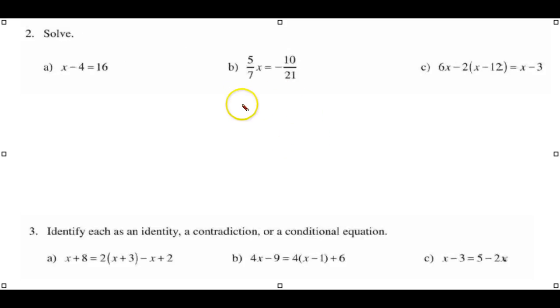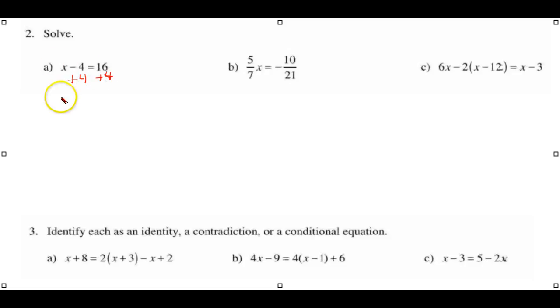This is meant to be a light review of solving equations. So let's go through some of the basic steps. Now, we had said we want to get x all by itself on one side. So how do we get rid of a negative 4? And the answer is we would add 4 to this side, and then we would add 4 to that side.